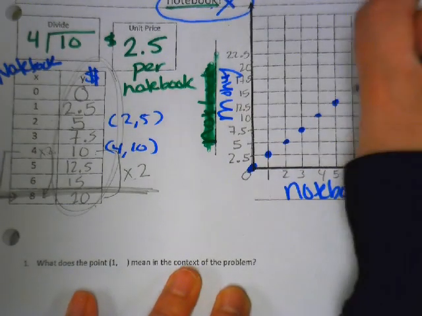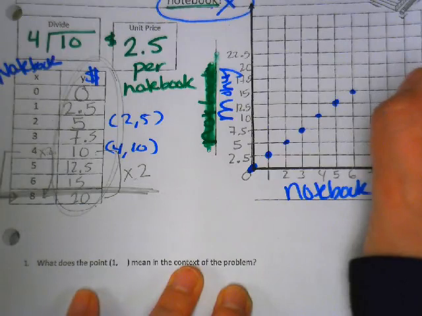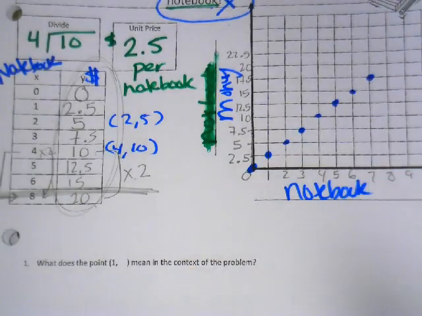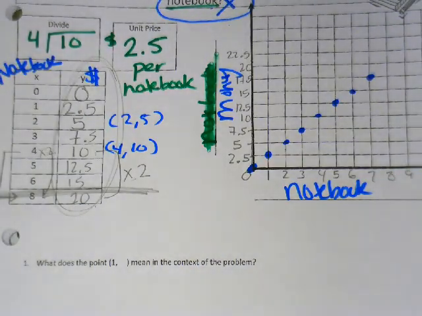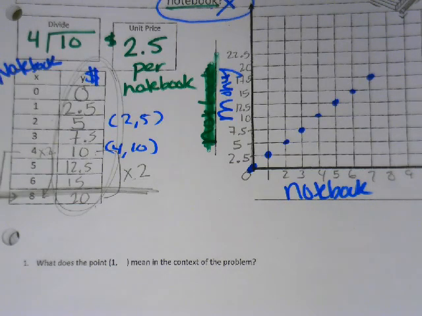6, 15, 7. I guess I should pass out rulers. It should be a straight line. All right. What does 0, 0 mean? 0 notebooks for 0 dollars. Nice.